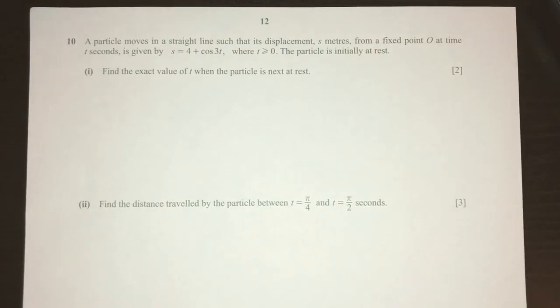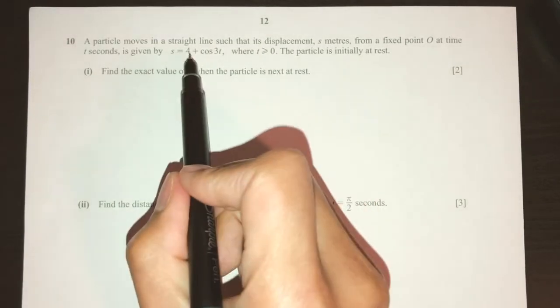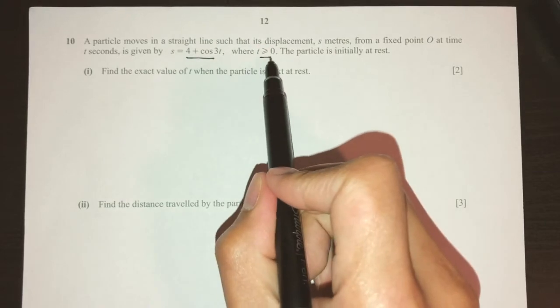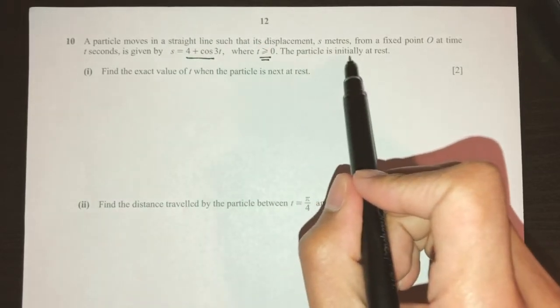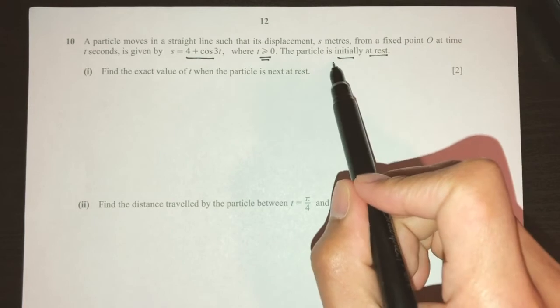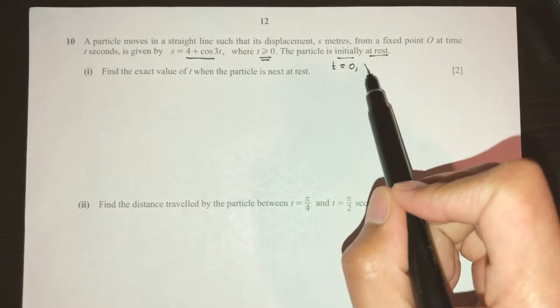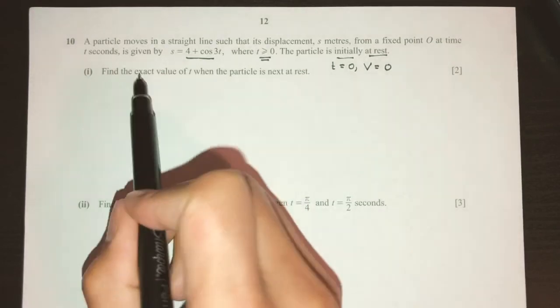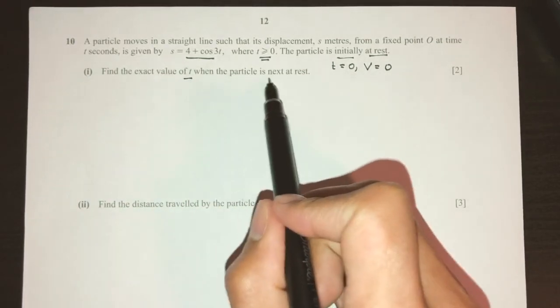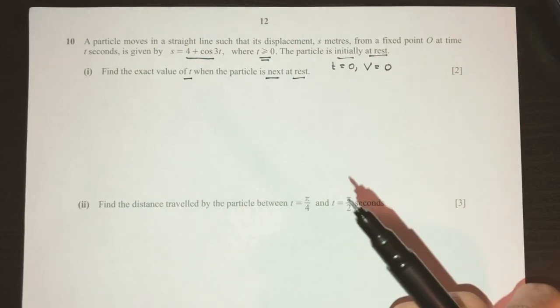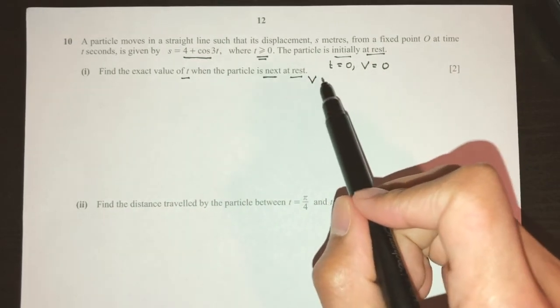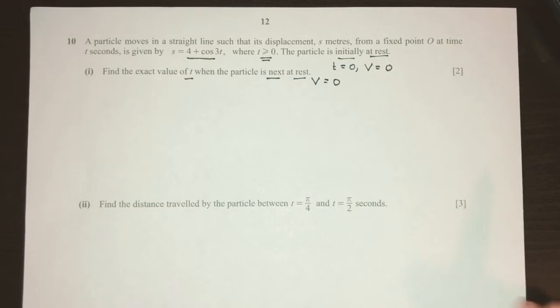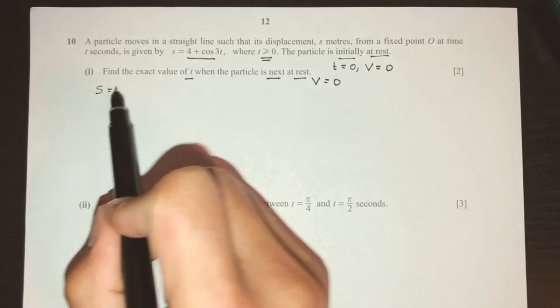Now let's move on to question number 10. A particle moves in a straight line such that its displacement s is equal to this equation for t more than 0. Now we know the particle is at rest initially, so when t equals 0, we know that v has to be 0 at first. Part 1, find the exact value of t when the particle is next at rest. So pretty easy. At rest you have to know v is equal to 0. So here we have s, which is given to you by this equation.